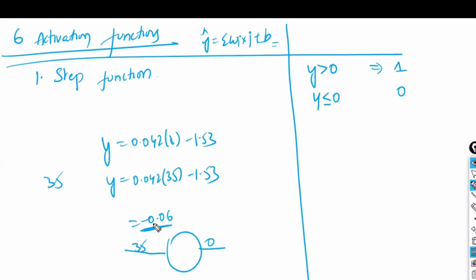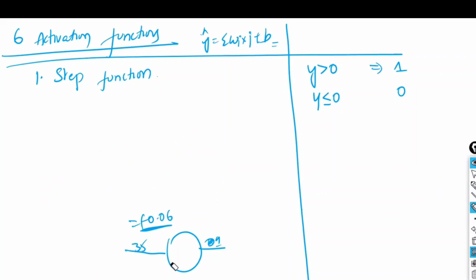Because here, whatever value you get, if it is greater than 0, it will send that value as 1. For example, for 0.06 plus 0.06, the output is 1. If the value is less than or equal to 0, the output is 0. This is called the step function. Step means the output is either 0 or 1, only 0 or 1.